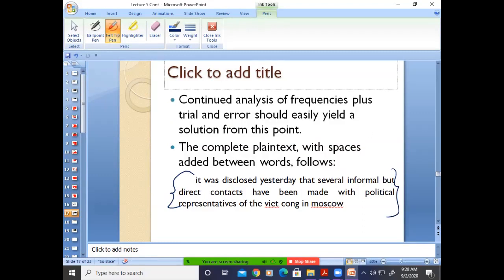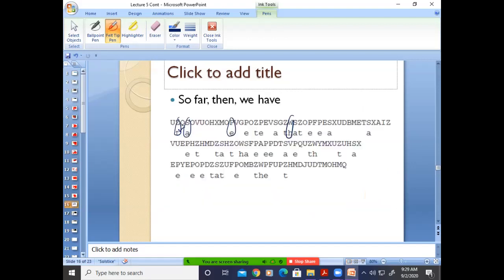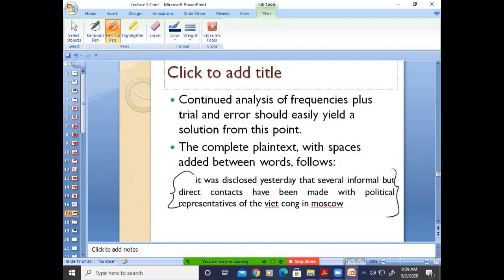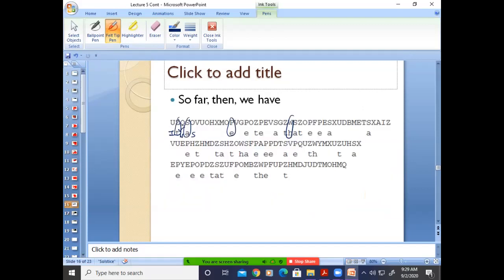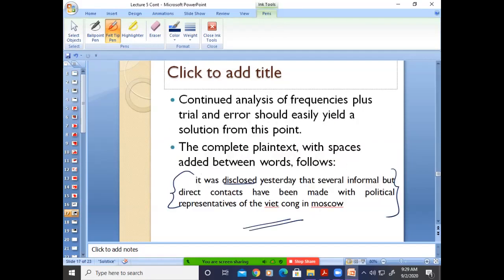So it was disclosed yesterday that several informal but direct contacts, right? So it was disclosed. It is not there, but maybe with the trial and error method they got the information like this. But yes, it is very difficult for us, because if I don't know the nature of the plain text, it is very difficult to identify. If we know the nature of the plain text, yes, we may get it.